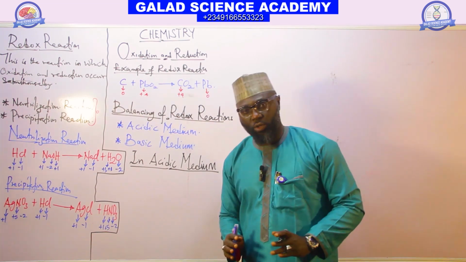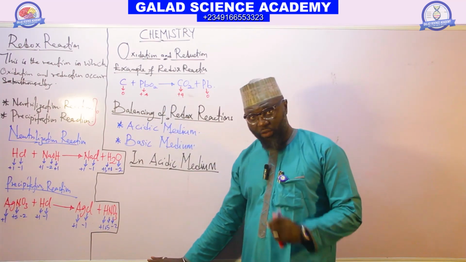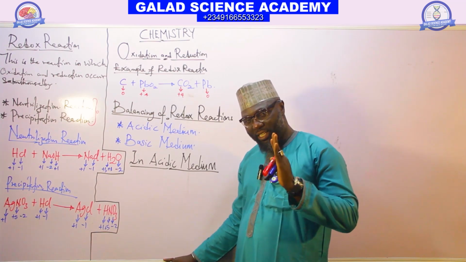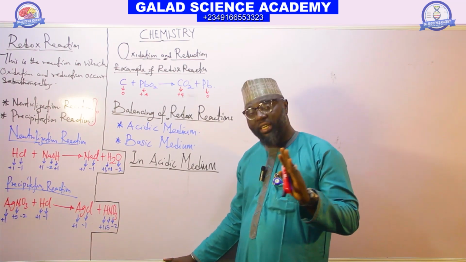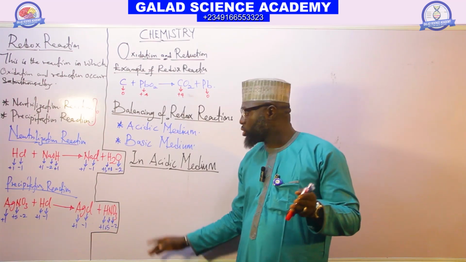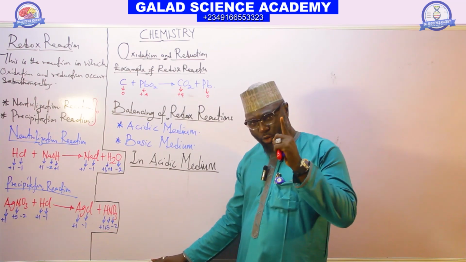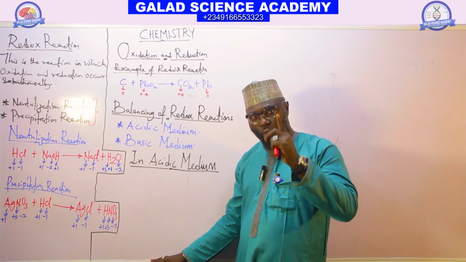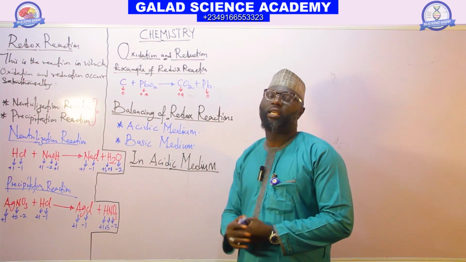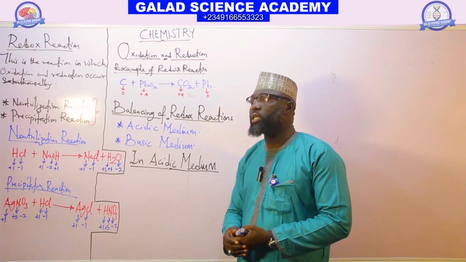In most of the textbooks, this balancing of redox reactions used to give students problems. We have like six to seven rules that textbooks or teachers in general used to give to the students. But in my own class here, I will give you just two methods for both acidic and basic medium.